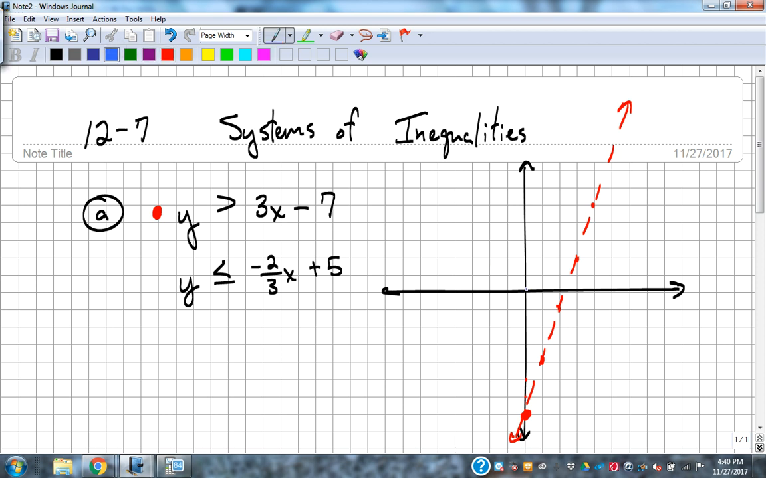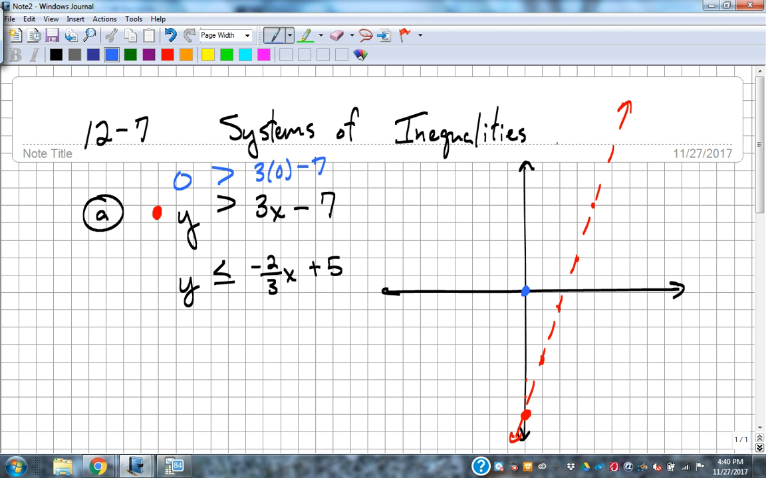And I can pick a test point pretty easily there. 0, 0 is a really easy one to test if the line doesn't go through it. If the line goes through it, you can't use that point. So if I plug that in here, is 0 greater than 3 times 0 minus 7?